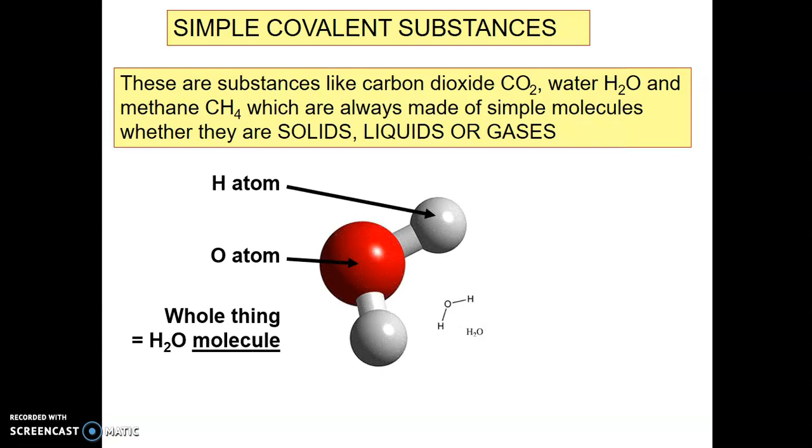There's water, for example, hydrogen atoms bonded to oxygen atoms, the whole thing together, the 1 oxygen and the 2 hydrogens, H2O, is called a molecule. So in a glass of water, for example, you would have millions of these molecules, each made up of 1 oxygen atom bonded covalently to 2 hydrogen atoms.